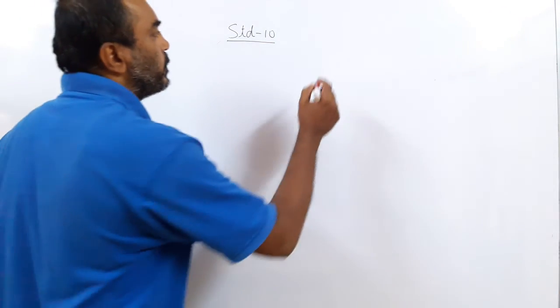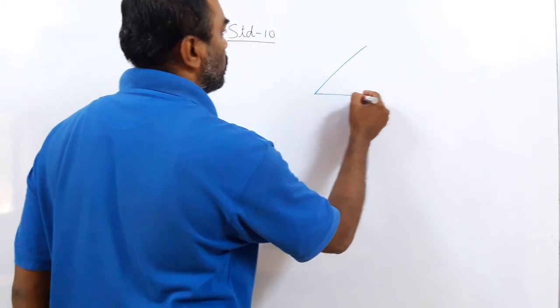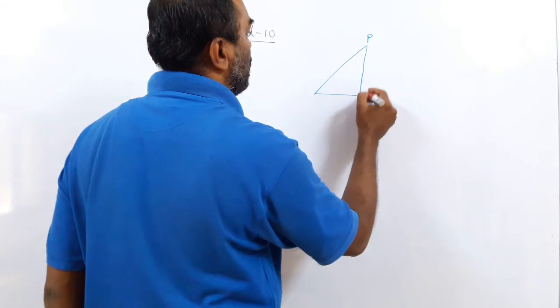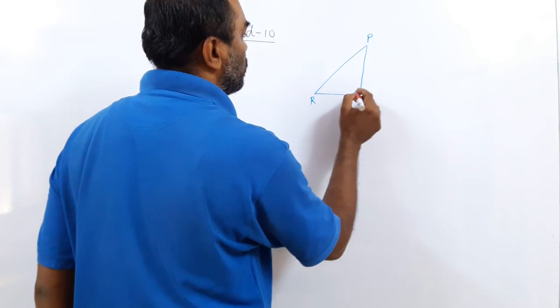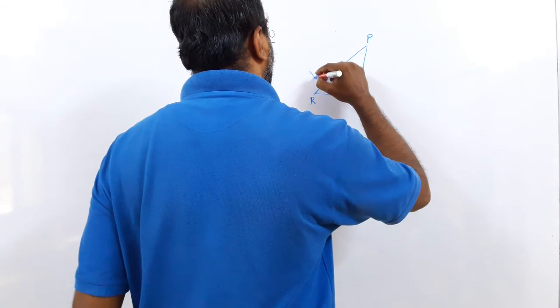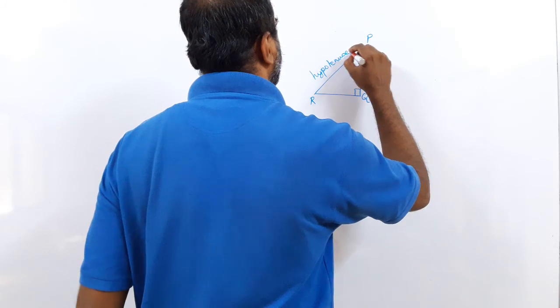First of all, again a quick revision. A right angle triangle, let us say called PQR. Q is the right angle here. The side opposite to the right angle is called the hypotenuse.